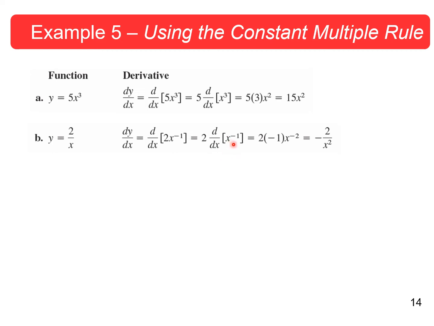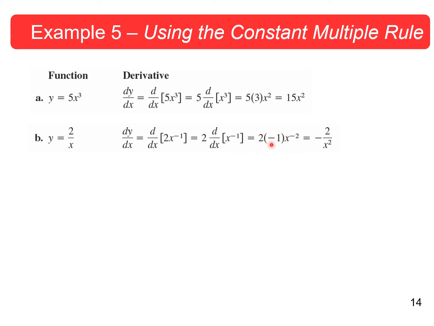Differentiating this, we can use the power rule. So you copy first the exponent, which is negative 1, and you just multiply that to the constant. So you have 2 times negative 1, and then subtract 1 from the exponent here for the exponent in the derivative. So you have negative 1 minus 1 is negative 2.